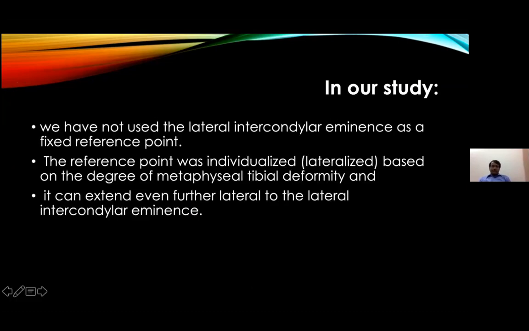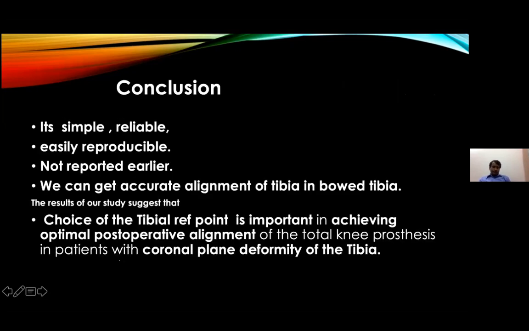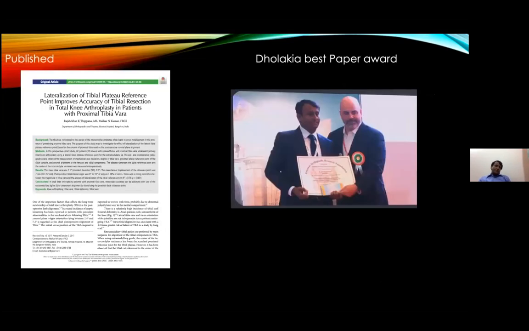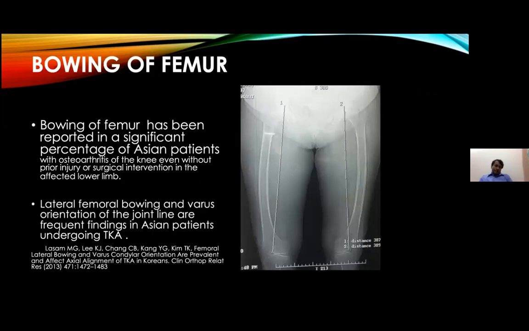So in our study, the lateral intercondylar eminence acts as a reference point, and we used it, and it gives a really accurate alignment. So in conclusion, it's a simple, reliable, easily reproducible technique, not reported earlier. We can get an accurate alignment of the tibia, especially in a bowed tibia. We published this in a Korean journal, and this is about the tibia.